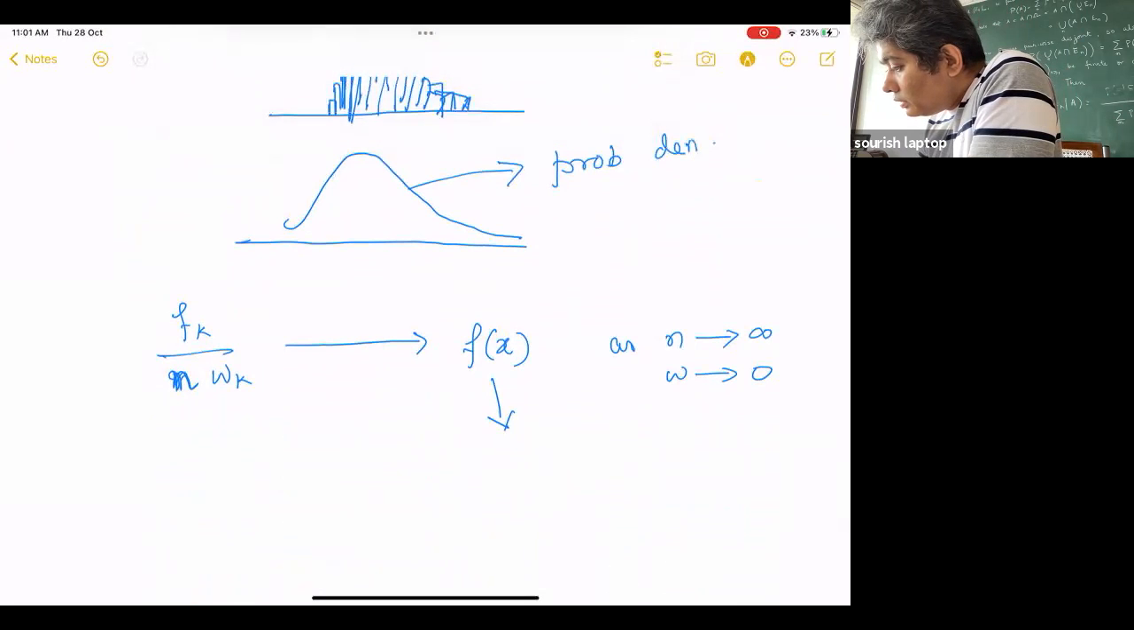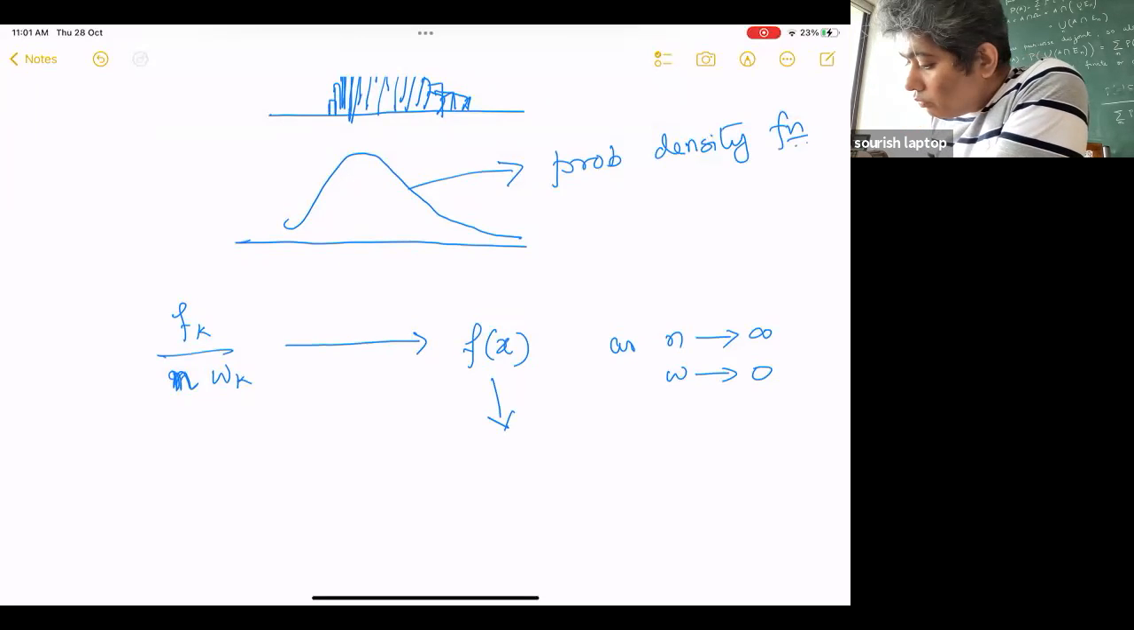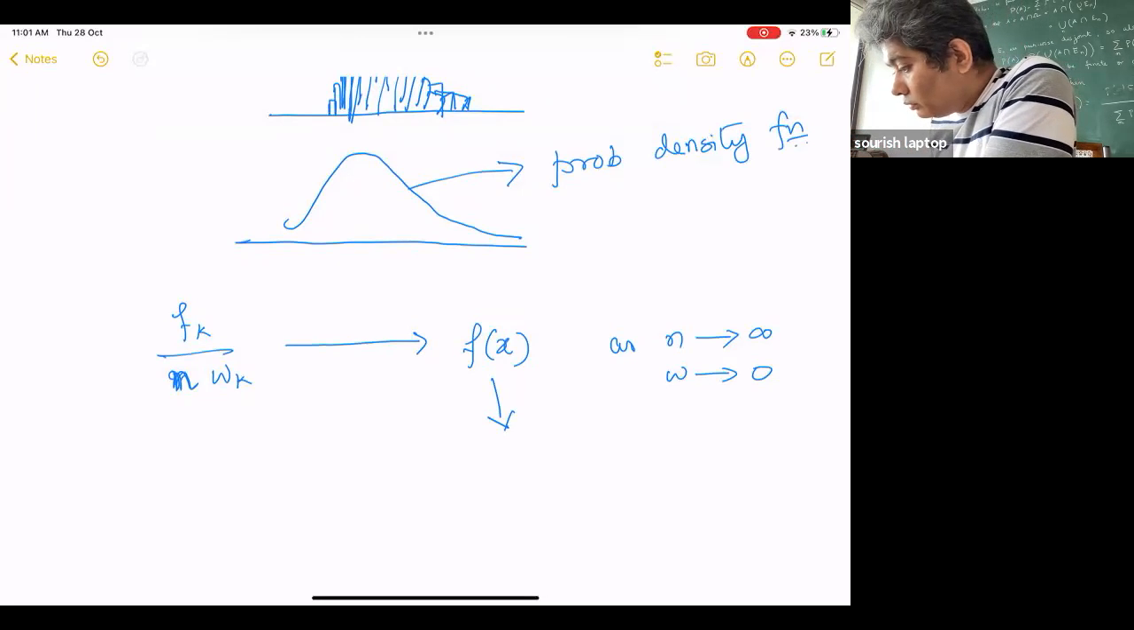Probability density function. This is called relative frequency density. So as n goes to infinity and the bin width w goes to 0, my relative frequency density goes to the probability density function.